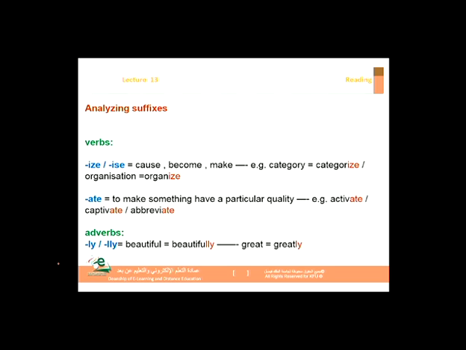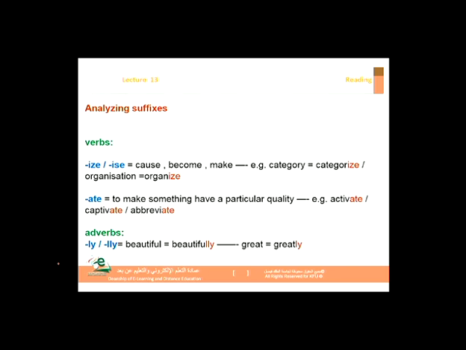Today we are going to talk about analyzing suffixes. We have talked about this topic before, and we mentioned that suffixes can indicate parts of speech, such as nouns, verbs, adjectives, and adverbs. We've looked at some suffixes that indicate nouns and verbs as well, and also adjectives. Today we are going to look at some more suffixes.